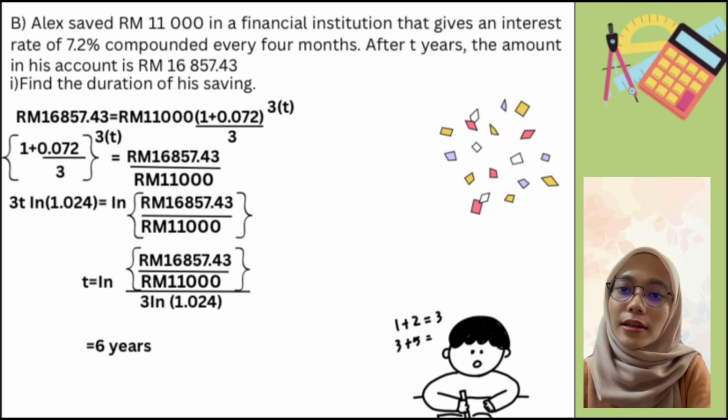Now move all the things and leave the T alone. So it will be T = ln(60,857.43 / 11,000) divided by 3 ln 1.024. So the answer for T will be 6 years.